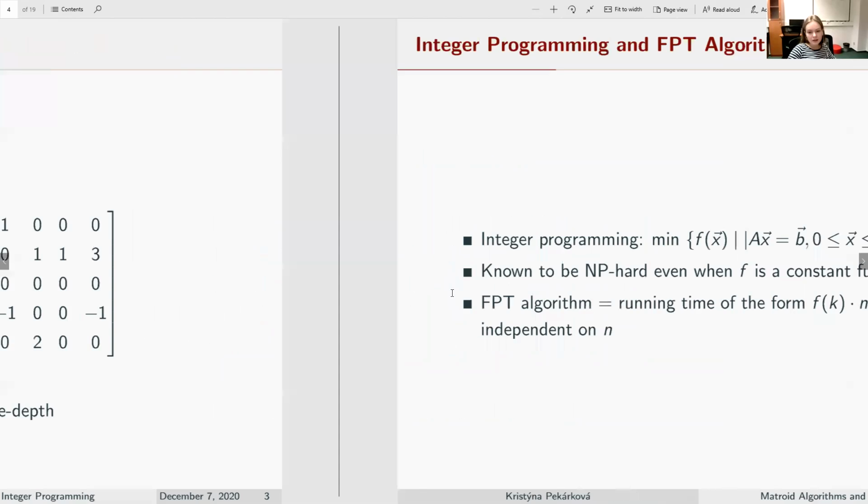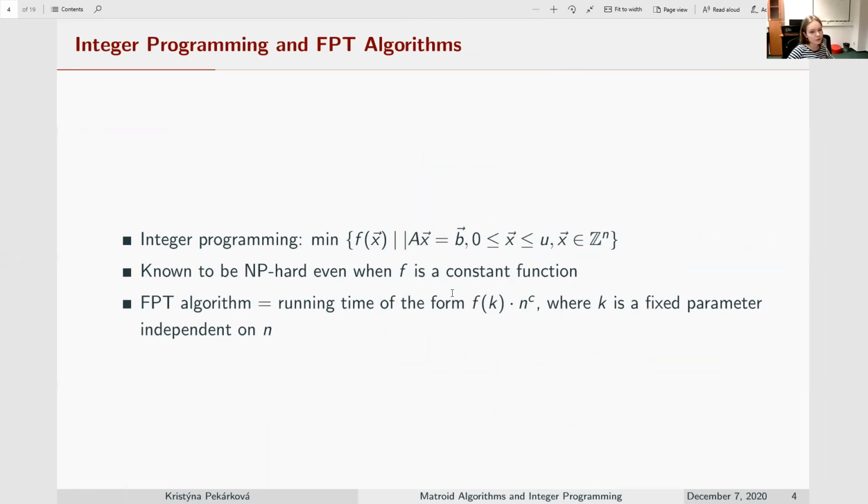So now for the motivation, and let me say just a few words formally about integer programming and fixed parameter algorithms. So integer programming is a well-known NP-complete problem. It's an optimization problem where the goal is to find an optimal solution to the system of linear equations. Formally, we want to minimize a separable convex function f subject to Ax = b, where A is called the constraint matrix, where the columns correspond to the variables and the rows correspond to the constraints we place on them. And this problem is known to be NP-hard, even for example, when f is a constant function, or when this constraint matrix A contains just zeros and ones.